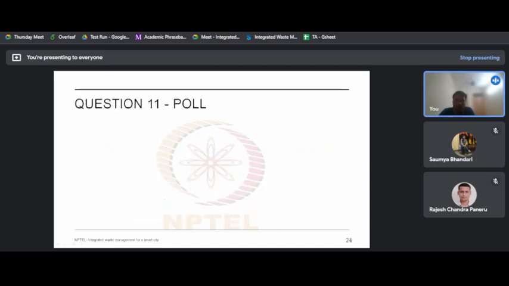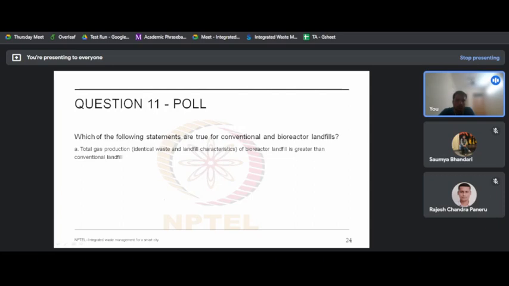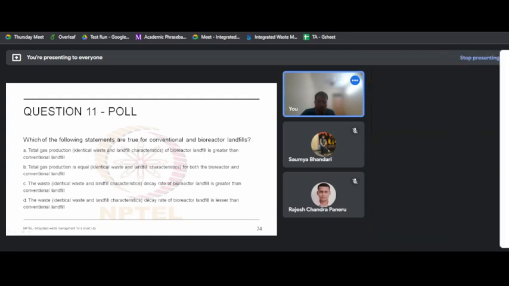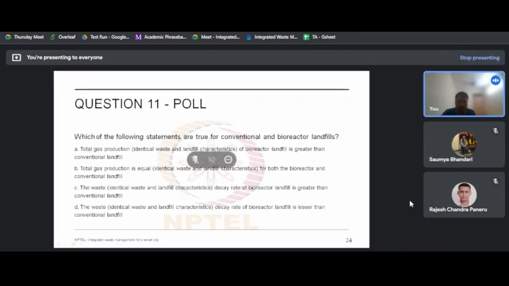So this is a poll. Which of the following statements are true for conventional and bioreactor landfills? Total gas production of bioreactor is greater than conventional landfill. Total gas production for both are equal. The waste decay rate of bioreactor landfill is greater, and the waste decay rate of bioreactor is lesser than conventional. I'll give you 2 minutes for this. You can answer it in the chat.